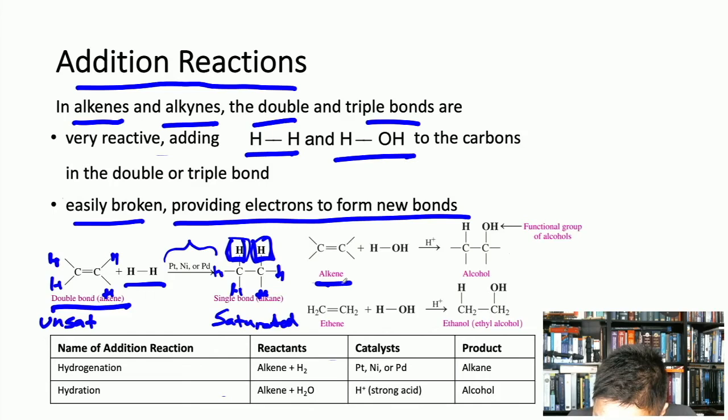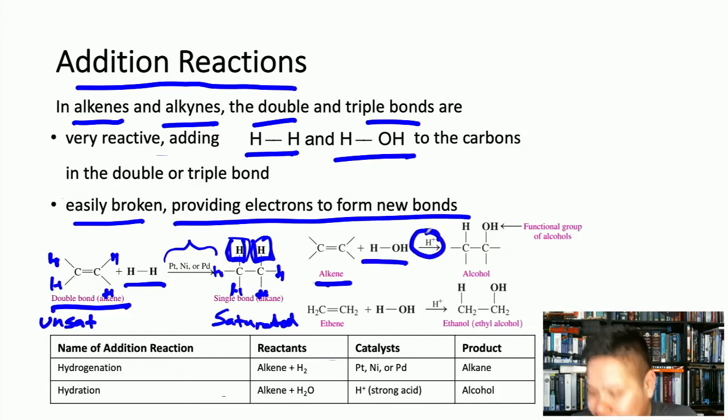The alkene can also react with water, with some acid. That H plus there means acid, right? And then it gets hydrated. In a hydration reaction, it becomes an alcohol, where part of the water leaves as an OH to attach to one carbon, and the other hydrogen on the water attaches to the other carbon, breaking the double bond that used to be there.